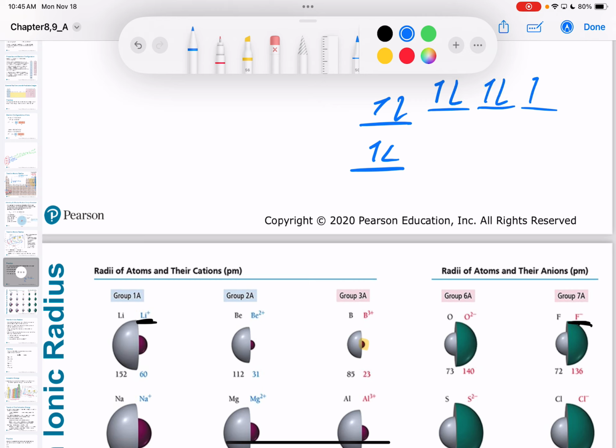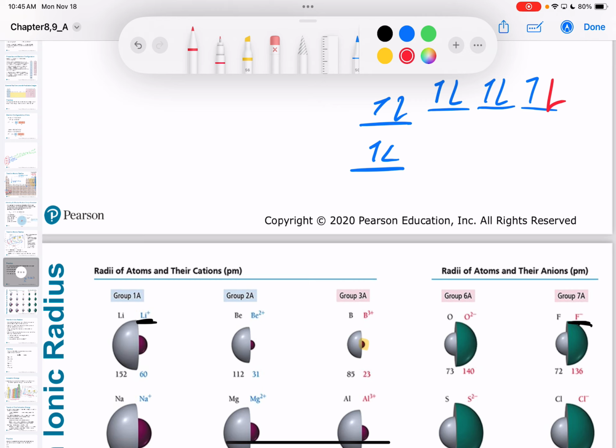Okay? So here is F, and here is F size, and now we want to look at F minus. The shell has not changed, right? We've gained an electron. So in red, we gained that electron. We're still in n equals 2. So we check that off our list and we go to the next one. Number of protons, has that changed? No, it's still fluorine. Fluorine's fluorine. So we check that off our list. Electron repulsion. Okay, that's the only other factor that could possibly affect the size.